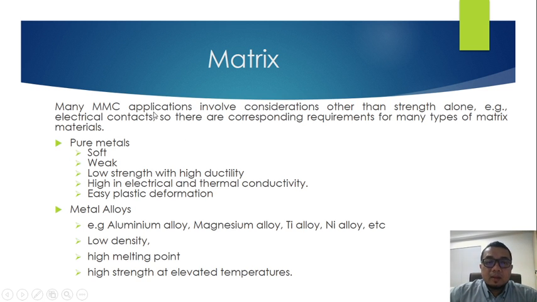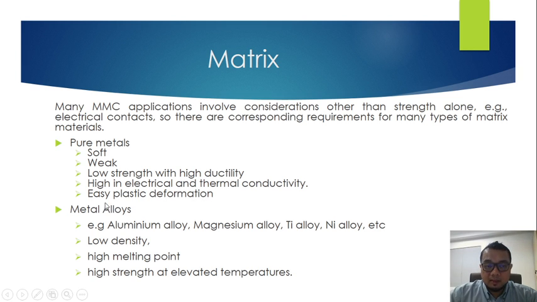So many MMC applications involve consideration other than strength alone. Example, electrical contact. So there are corresponding requirements for many types of matrix material. So kalau kamu tengok, ini adalah pure metal, which means single metal. Dia soft, weak, low strength with high ductility, high in electrical and thermal conductivity, easy plastic deformation.